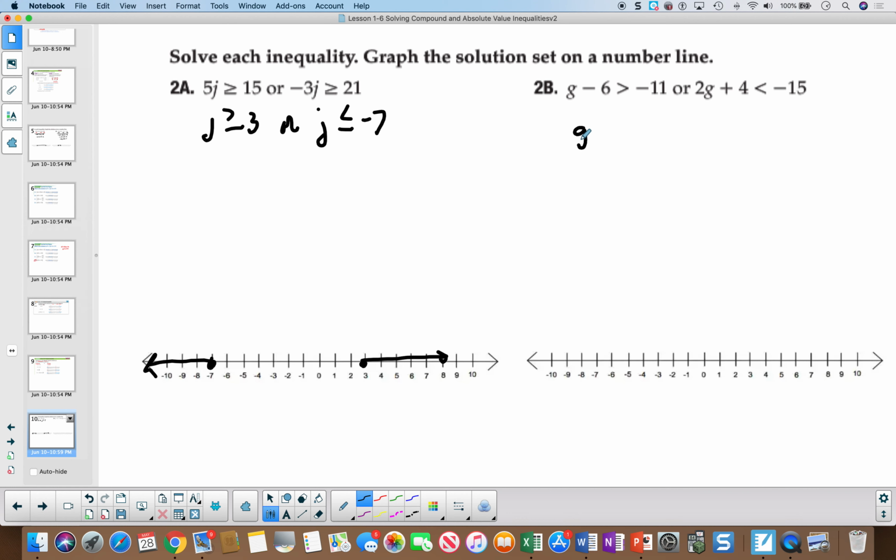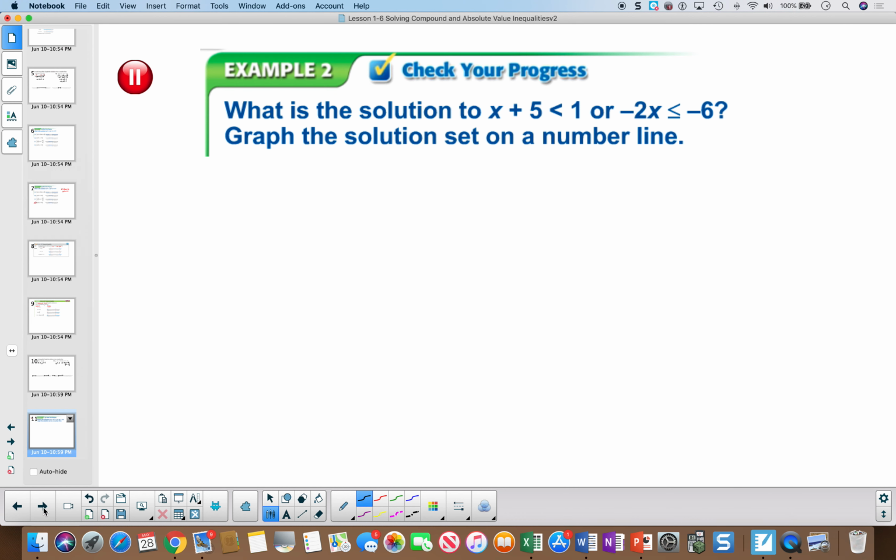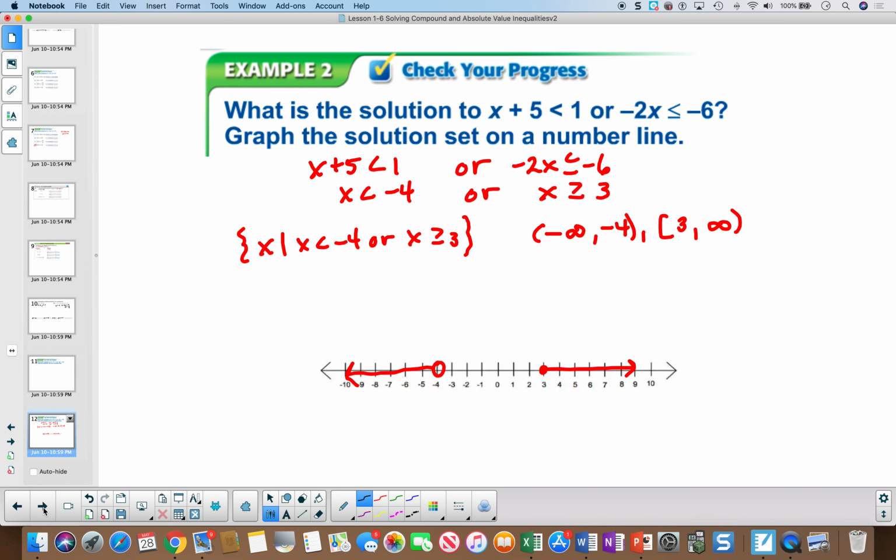I'm going to do this one. g is greater than... and then I'm going to add 6 to both sides, -5, or 2g is less than -19, and then g is less than -19/2. So greater than -5, so that's circled, not filled in, greater than -5, and this is -9.5. -9.5 is right about here, and then these values will be less than that, and that's the solution to that or. Okay, pause and see what you can do, and here's the answer.